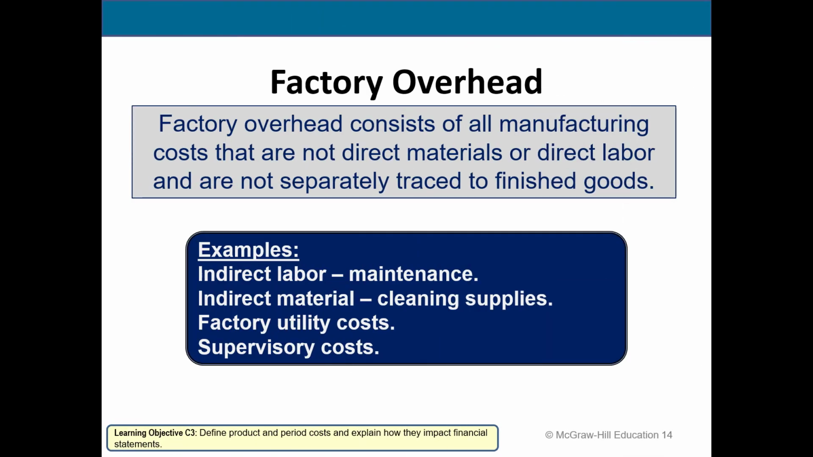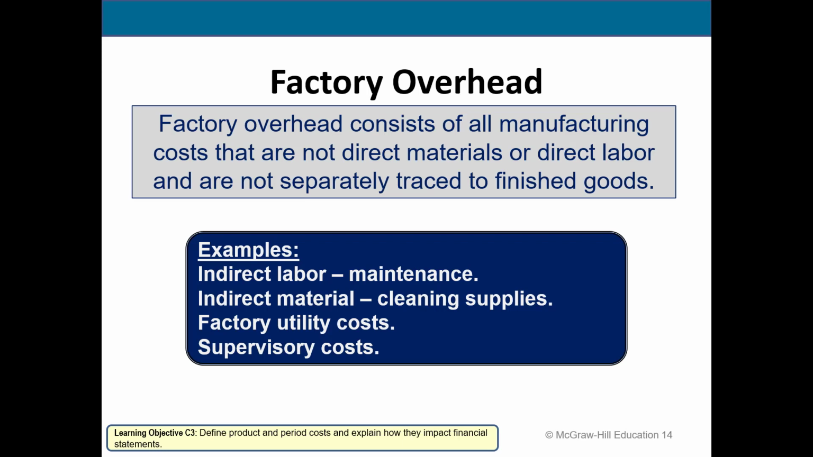Factory overhead, which can also be called manufacturing overhead, consists of all manufacturing costs except direct materials or direct labor. Factory overhead costs are not separately traced to the finished goods, and they include indirect materials and indirect labor.